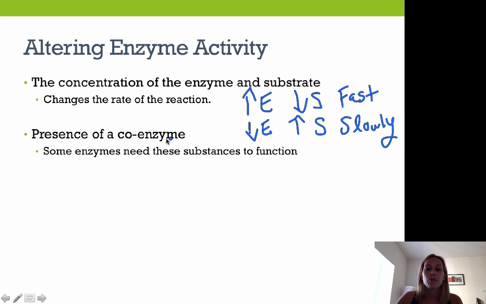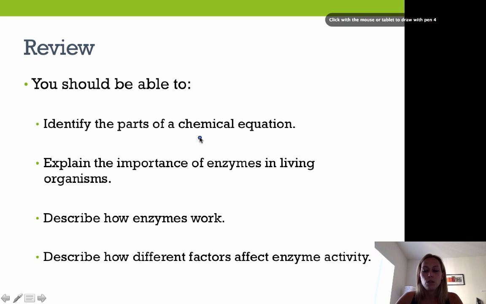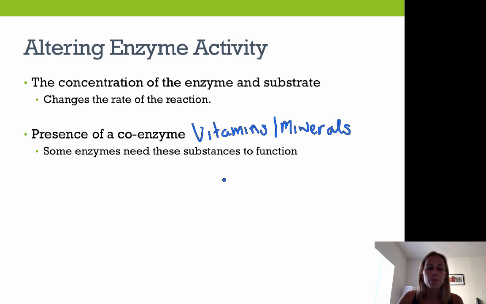Sometimes you can have the presence of a coenzyme. These are what we talked about before. These are your vitamins and your minerals. Vitamins and minerals can act as coenzymes, and some of these substances are needed in order for an enzyme to function. They sort of act like switches where they turn the enzyme on or off, or they slightly change the shape of the active site, allowing it to bind better to certain substrates, things like that.